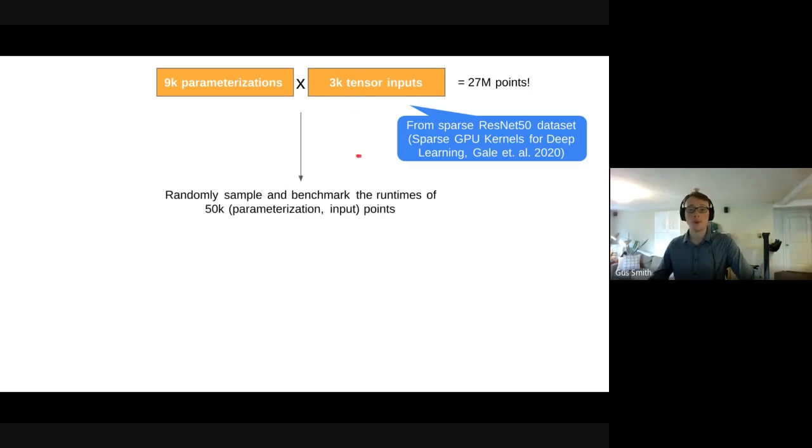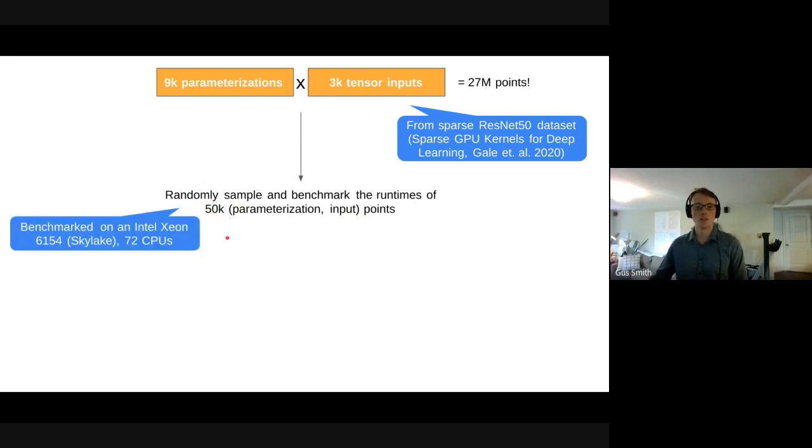So what we did was we randomly sampled from the space, and we benchmarked the runtimes of each point we sampled. We did this for about 50K points. For each of these points, we have a parameterization of the kernel, and we have an input to the kernel, a sparse tensor input to the kernel. 50K is the amount of points we could generate in the time we had. So in the future, we'll be sampling and measuring more points. And this was benchmarked on an Intel Xeon Skylake machine.